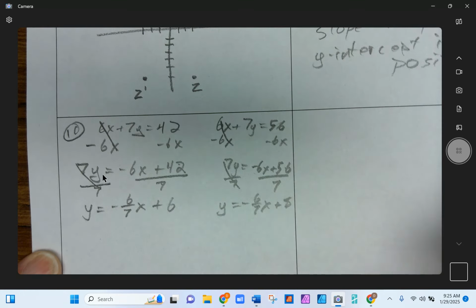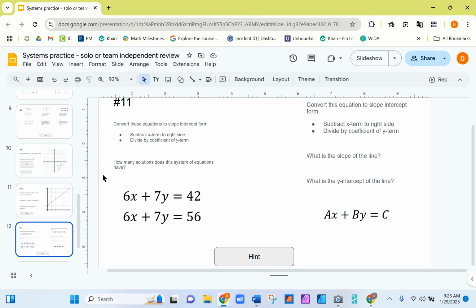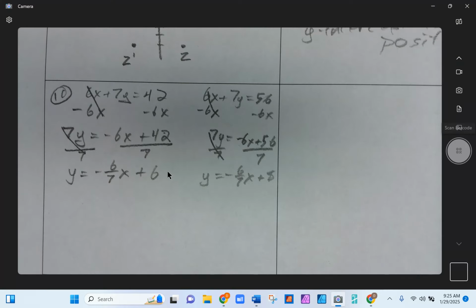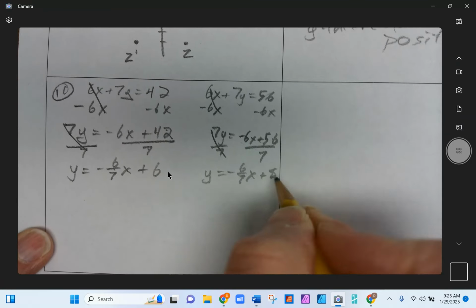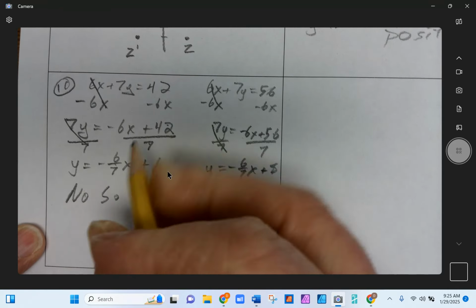Yeah. Okay, now what we have here is the same slope and different y-intercepts. So we go back here. How many solutions does this system of equations have? Well, it's got none because we have the same slope and different y-intercepts. So they're parallel lines. So no solutions.